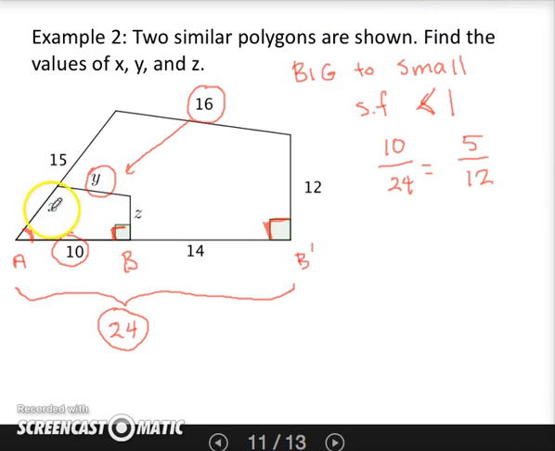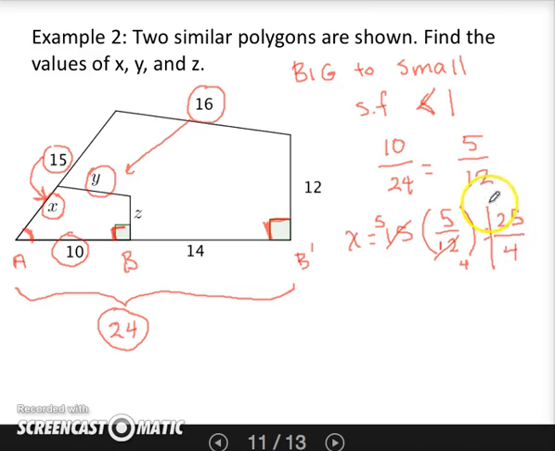Now we're asked to find the value of x, y, and z. So x, the side x, corresponds to the side that's marked 15 units. So to find x, we would take our big side and multiply it by our scale factor of 5/12. And we should come out with a smaller answer. Here I can simplify by dividing by 3. This becomes a 5, that becomes a 4. So I have 25 over 4. And in this case, it's fine to just leave that as an improper fraction.